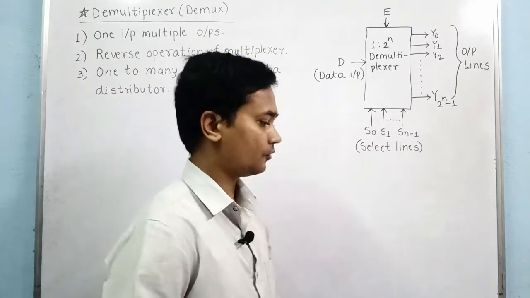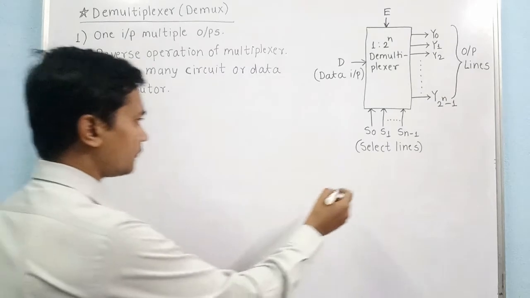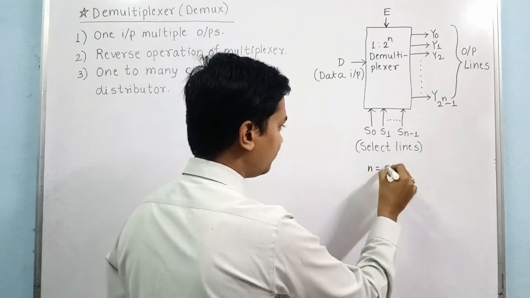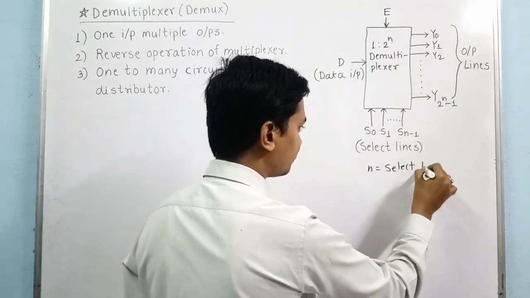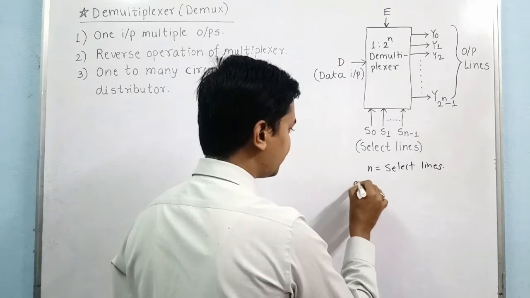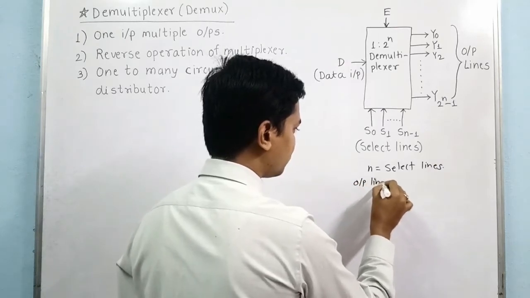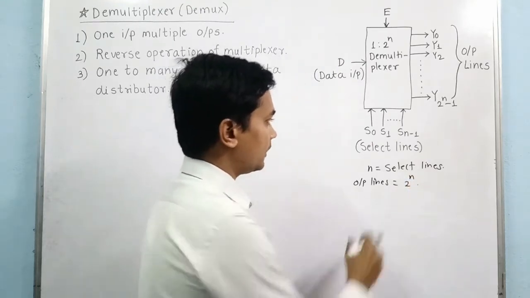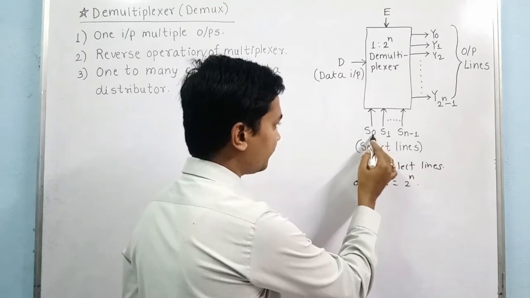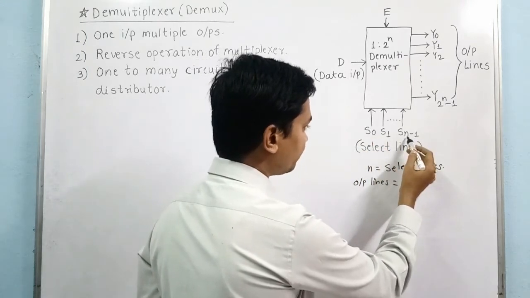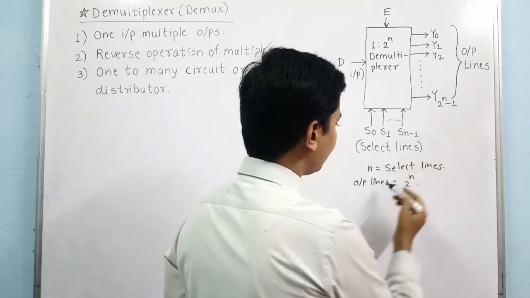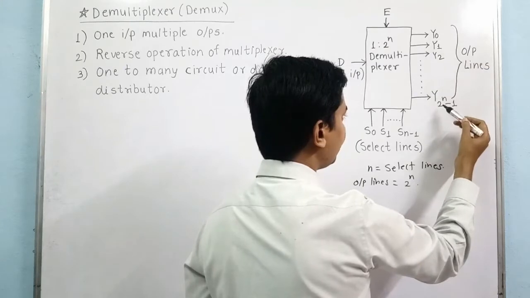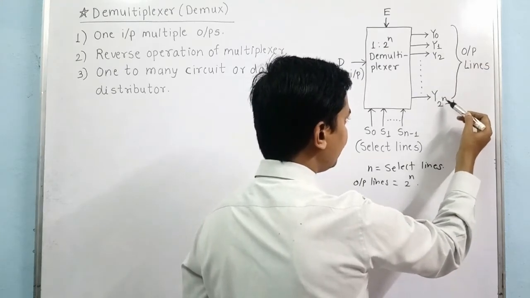select lines. Suppose the total number of select lines is n. Then the number of output lines is equal to 2 raised to n. We start with suffix 0, so the last select line will be n minus 1, and in the case of output lines the initial suffix is 0, so the last output line suffix will be 2 raised to n minus 1.